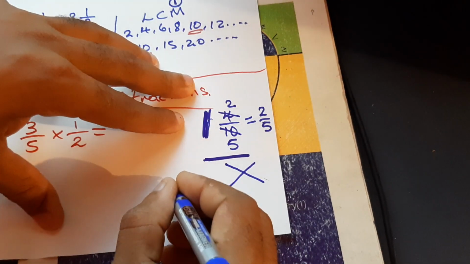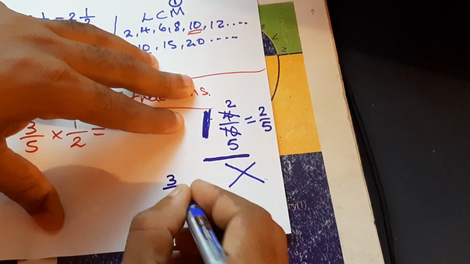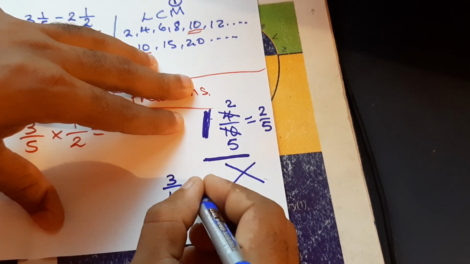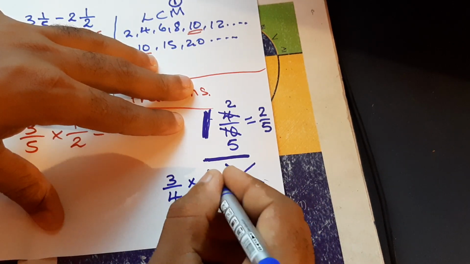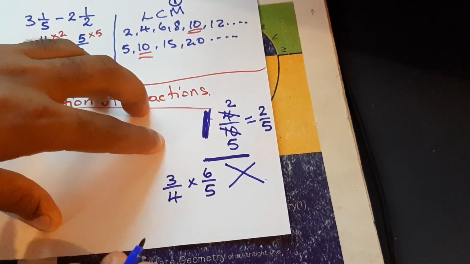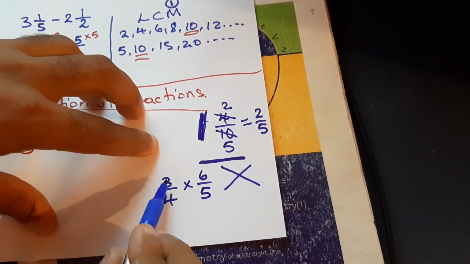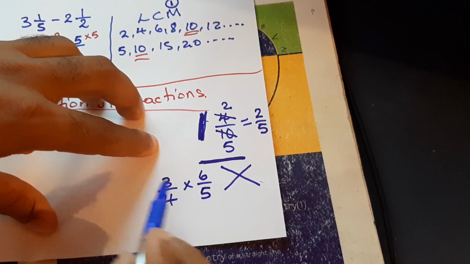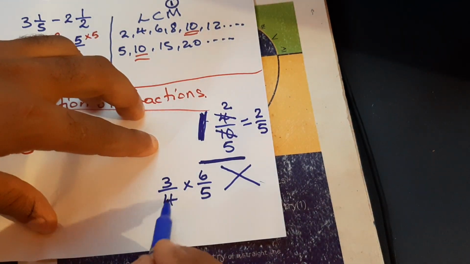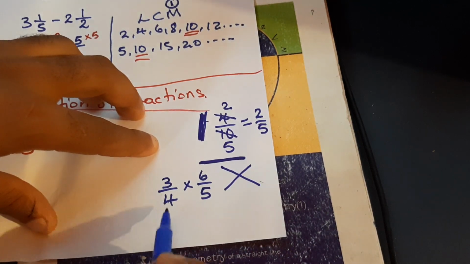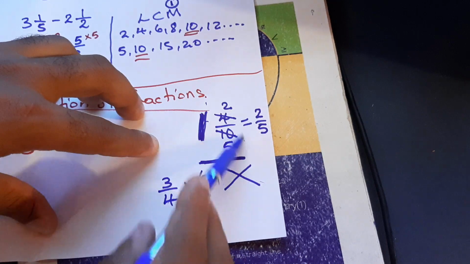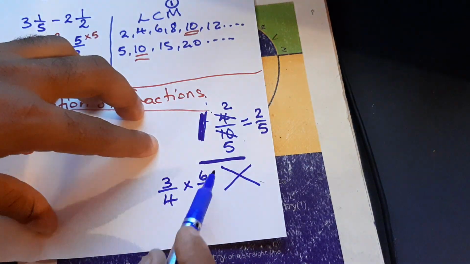So let's say we had 3 over 4 multiplied by, let's say, 6 over 5. So let's check the diagonals. So we have two diagonals here. We have one here and we have one here. So remember, before we multiply, we can always check to see if anything can cancel. How? Vertically or diagonally. So I did an example with the vertical here. So I'm going to do an example with one of the diagonals here.